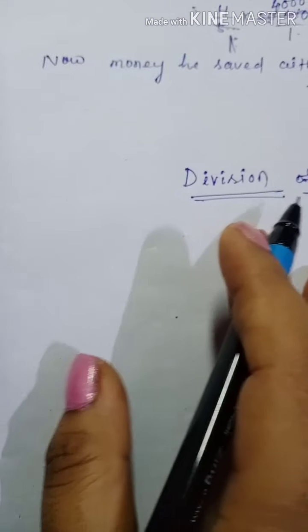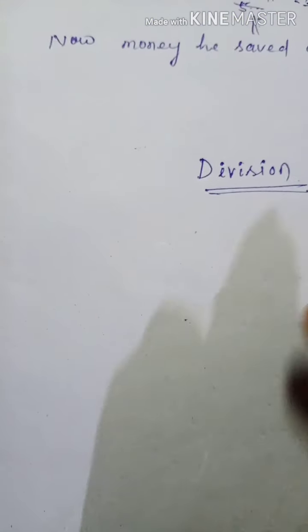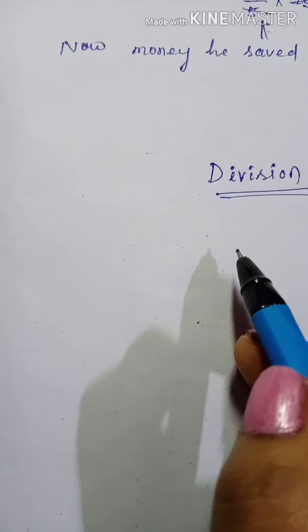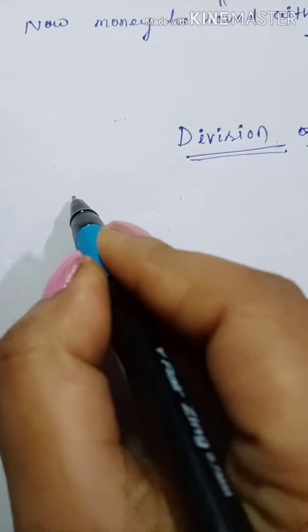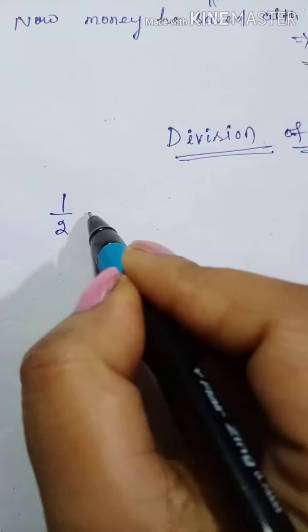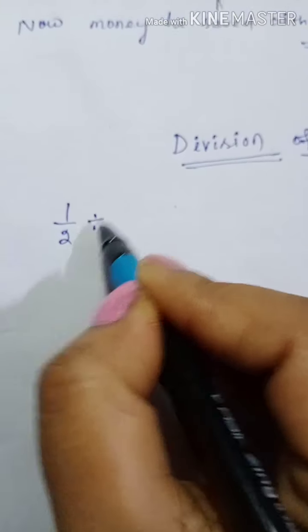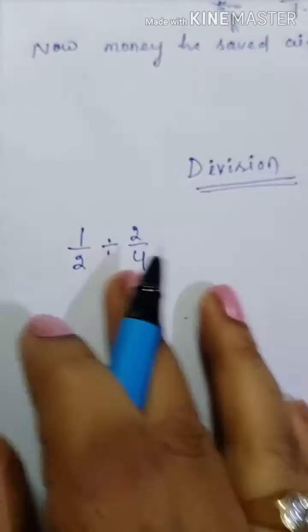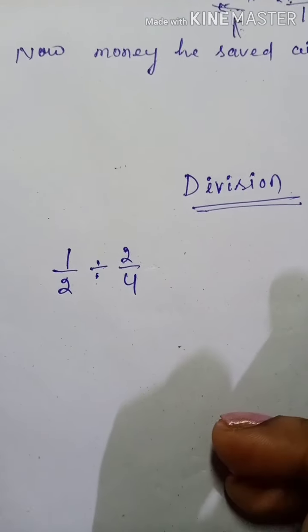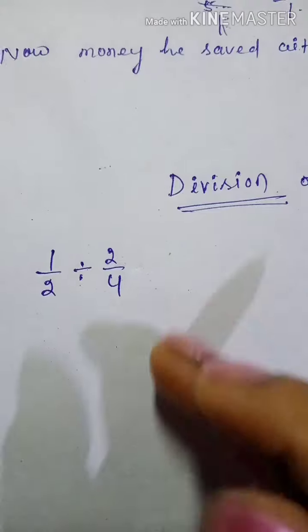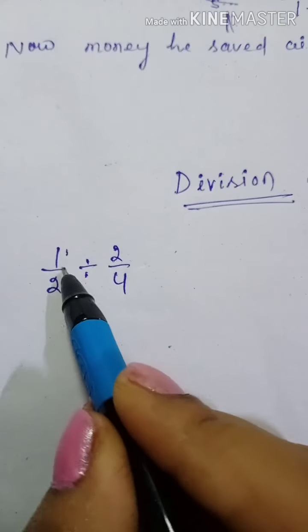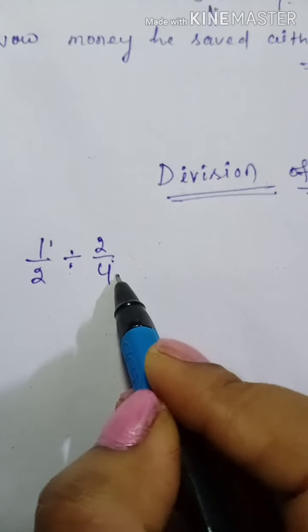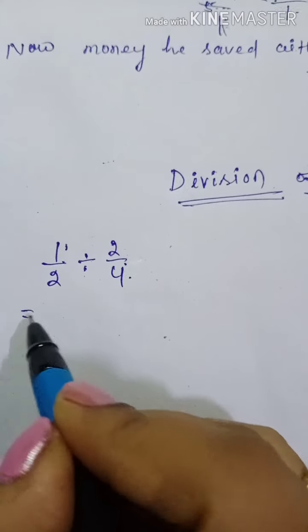Suppose, by giving an example, I am telling. Suppose there is the question 1 by 2 divided by 2 by 4, that is, two fractions are to be divided. Then what is the process? See here, students, it is a multiplication process.